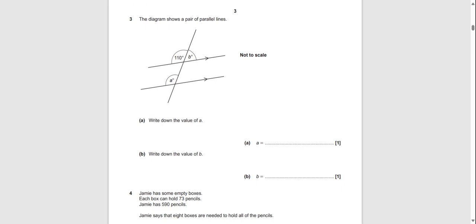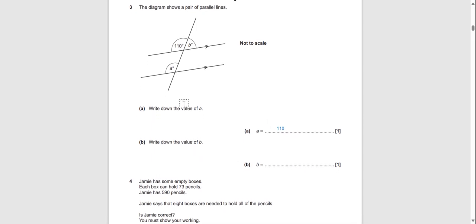The diagram shows a pair of parallel lines. Write down the value of A. It says here not to scale. Please don't go ahead and try using your protractor to work this out. It says not to scale, so you're not to use a protractor here. The value of A is this angle here, and we can see that this angle and this angle are corresponding angles. They're on the same side facing the same direction, so they are equal. So A is also 110 degrees.